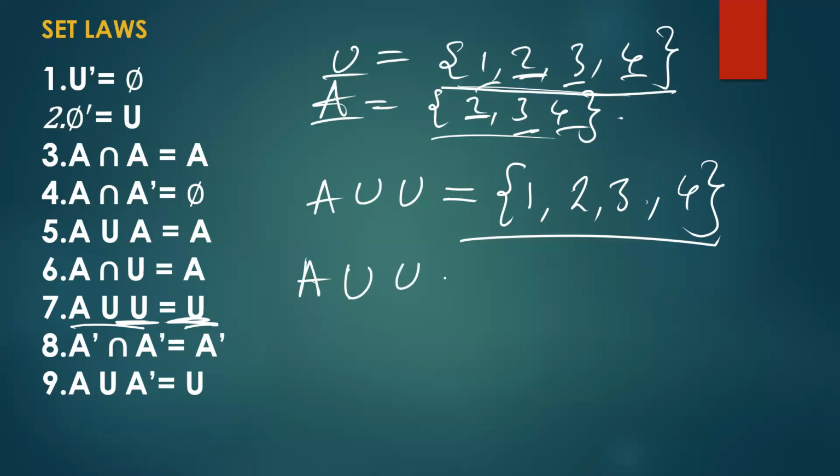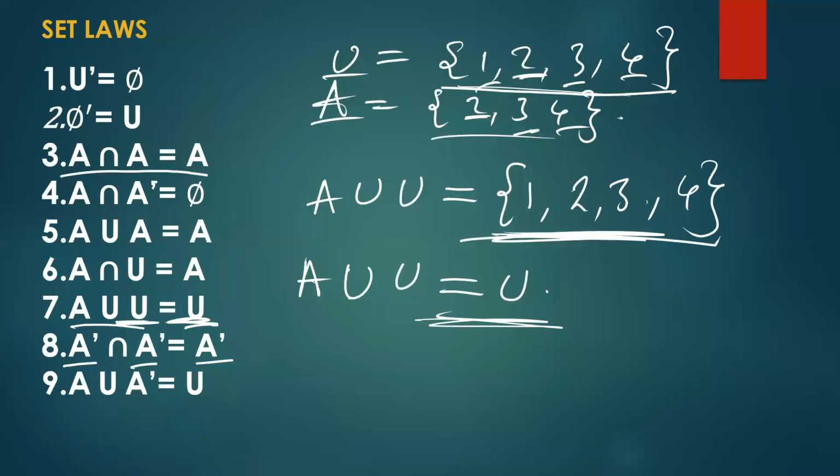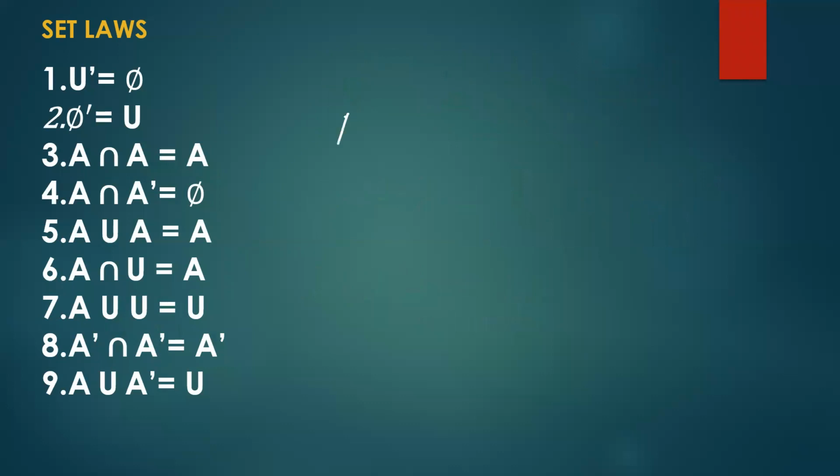A union universal set gives what? The universal set itself. Out of A complement intersection A complement, this one will still give you what? A complement. It's just the same as what I explained here, where I said A intersection A gives what? A. Out of A union A complement, A union A complement is simply just adding the set A.